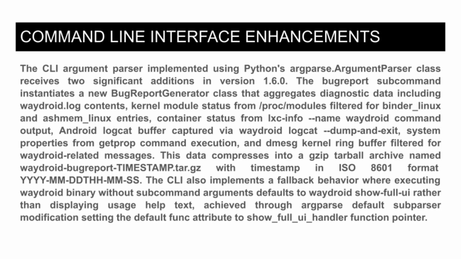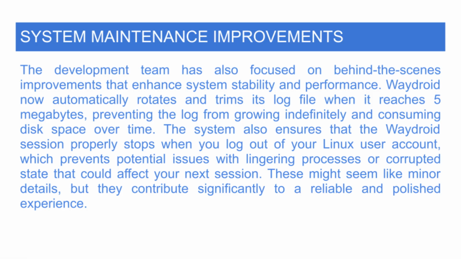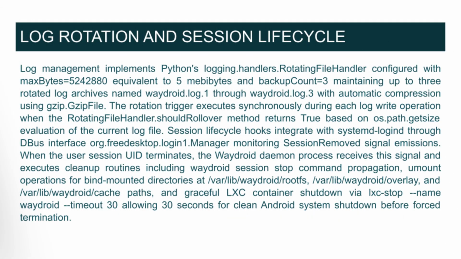On the technical housekeeping side, Waydroid now rotates and trims its log file when it reaches 5 megabytes. This prevents the log from growing indefinitely and eating up your disk space, which is something that could happen over time with older versions if you used Waydroid heavily. The system also makes sure to properly stop the Waydroid session when you log out of your Linux user account. This ensures a clean shutdown and prevents any potential issues with lingering processes or corrupted state.